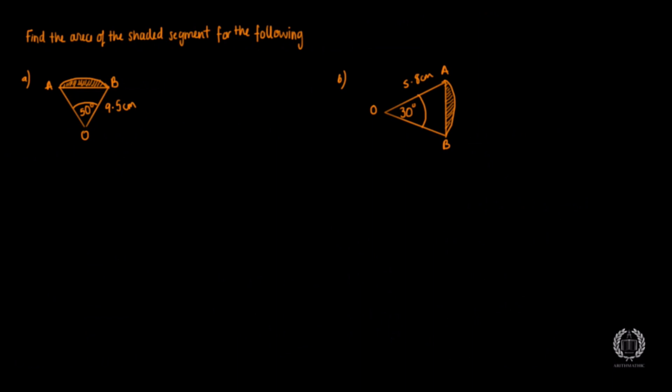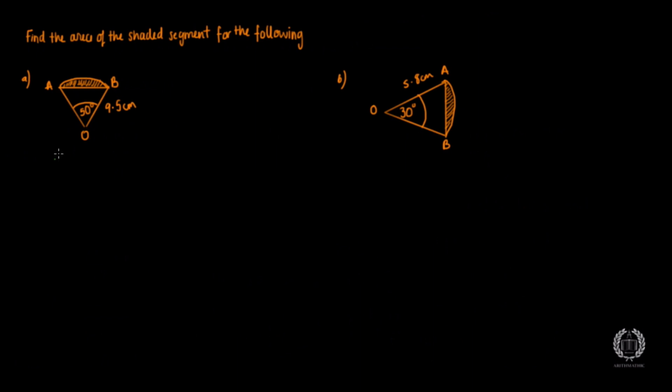Right, so here are some questions for you guys to try and do. Now, each of these lengths, they are the radius. So 9.5 is the radius and 5.8 is the radius. I know I haven't written it down in the question, but I just thought I'd let you know. Okay, so give it a go. Pause the video, give it a go. Once you finish, play the video back and see if you got your answers right or wrong.